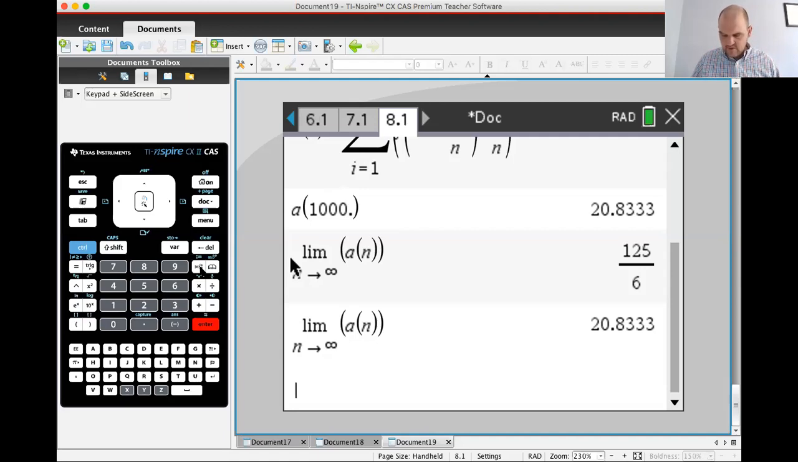0.833. I just had a second there where I was like, oh no, I'm not projecting the iPad. Okay, so back to the iPad.